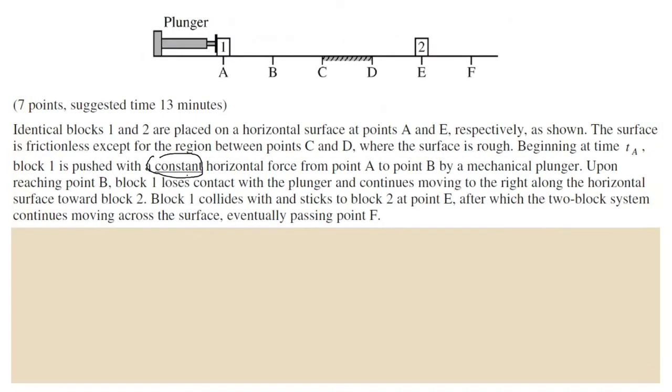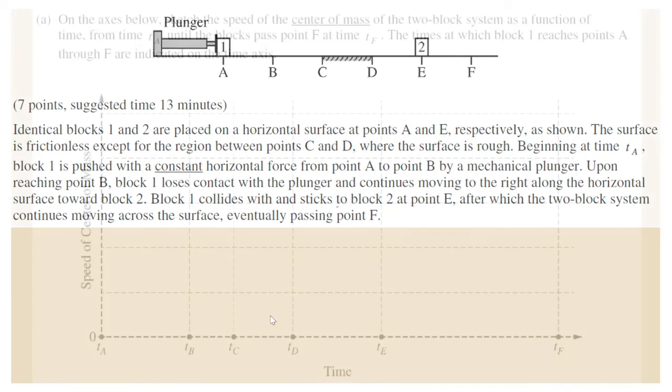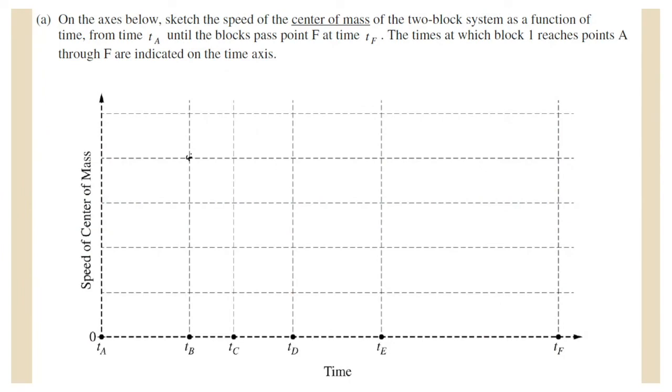It says in the problem from A to B, this plunger is pushing with a constant horizontal force. Notice that makes this different from a spring where like the force would be decreasing over time. And so instead of the gain in velocity sort of like tapering off like that because the acceleration is getting smaller and smaller, it's a constant force. That means it's a constant acceleration between A and B. Let's just draw a constant acceleration here between A and B.